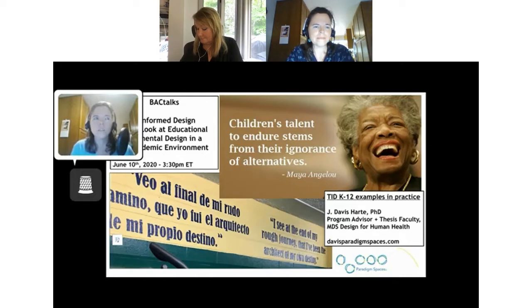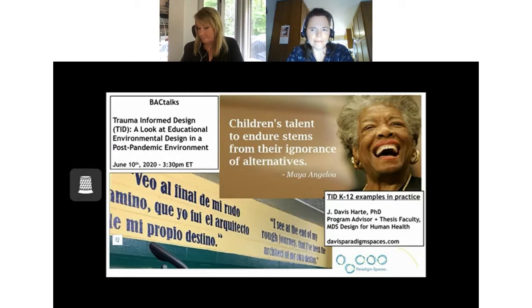And let's listen to one young person read these two quotes from the slide now. Children's talent to endure stems from their ignorance of alternatives. By the poet Maya Angelou. Veo al final de mi rudo camino que yo fui el arquitecto de mi propio destino. I see at the end of my rough journey that I've been the architect of my own destiny. By the poet Amado Nervo.